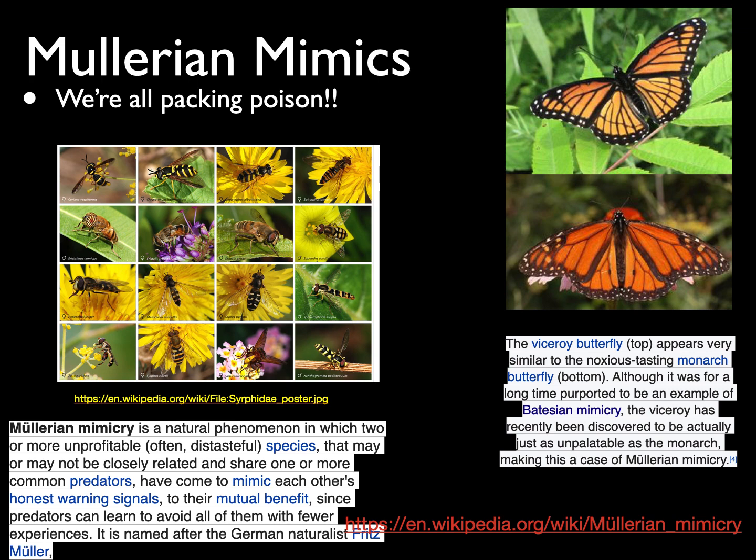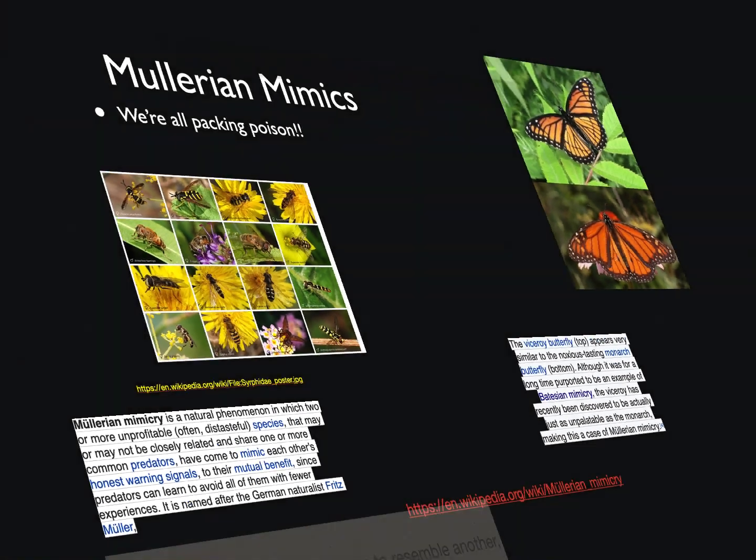There's a picture of various types of stinging insects that have the very familiar yellow and black. That's very easily seen. And here are monarch butterflies and viceroy butterflies. It used to be thought that the viceroys were riding on the coattails of the monarch, but it turns out viceroys also have bad taste in them. So they are both Müllerian mimics.